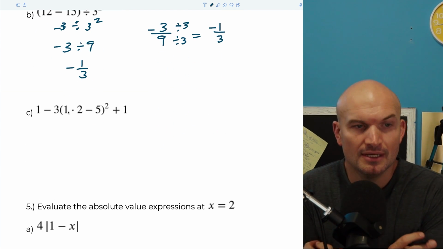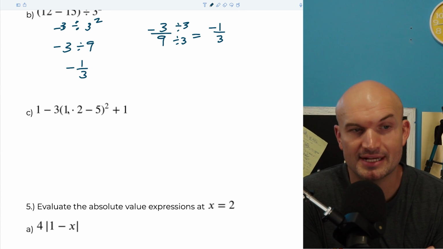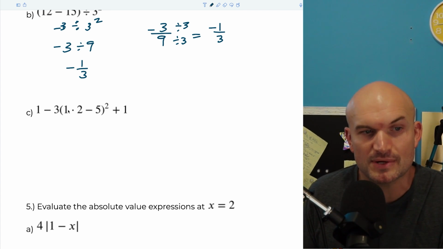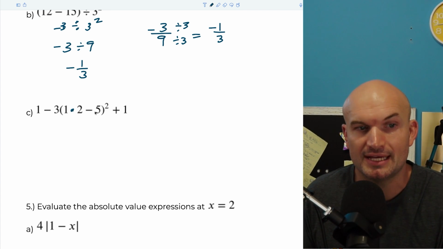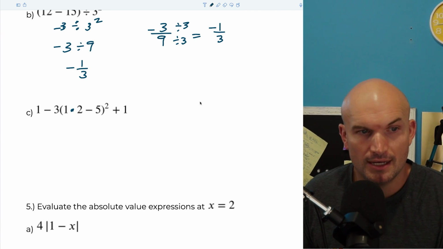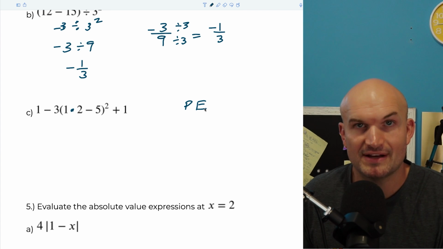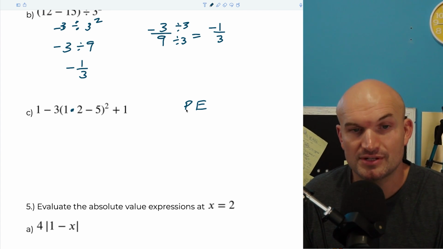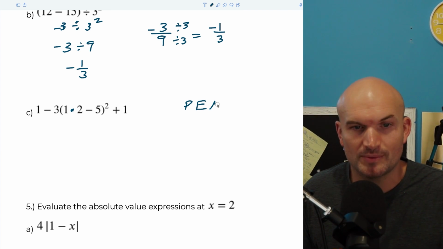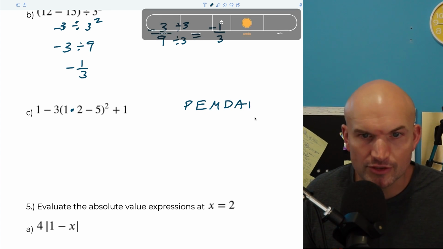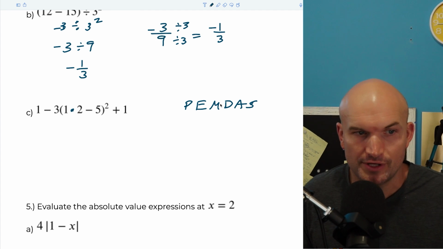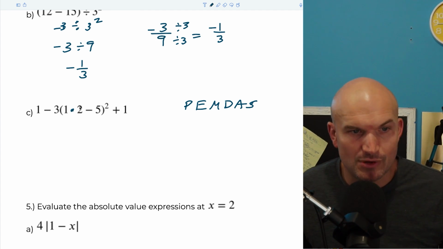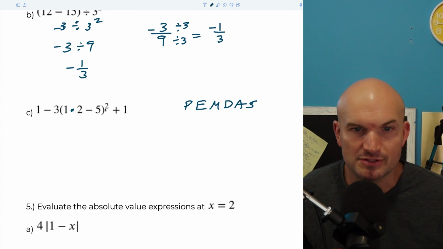Now in this example, what you can see here is we have our parentheses, right? So we're going to have to work on that first. Inside this parentheses, though, we have a multiplication and a subtraction. Let's just go through PEMDAS: parentheses, exponents, then multiplication and division, and then addition and subtraction. The reason I'm writing that out is because inside here I have two operations, multiplication and subtraction. Well, multiplication comes before subtraction.